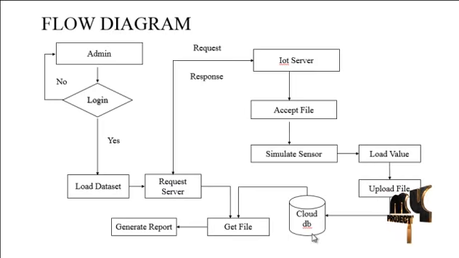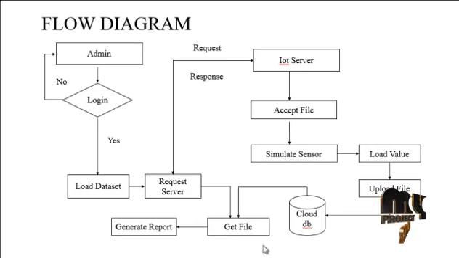to the cloud database. After these processes are over, the admin again will get the file from the cloud database. That is, the file contains the generated values of temperature, humidity, pressure values, etc. for the list of cities that were already uploaded. After getting the file, the admin or the user will generate the report for the generated values. So this is the overall process of the project.